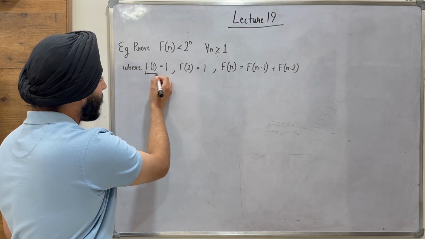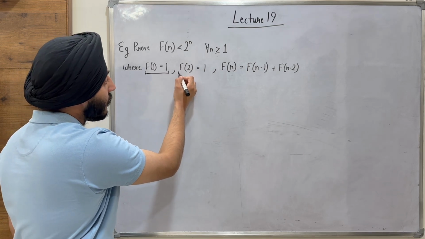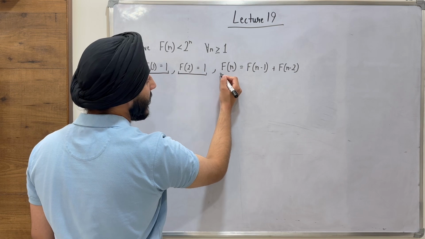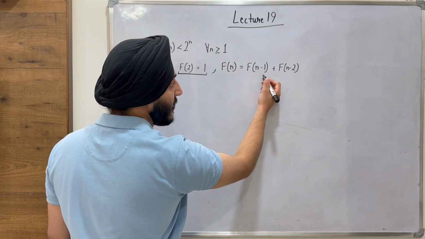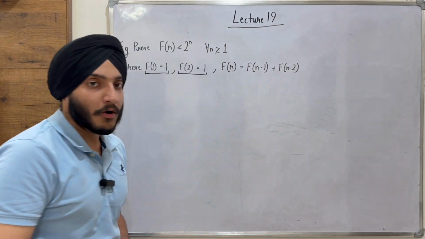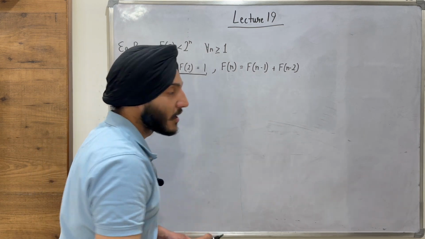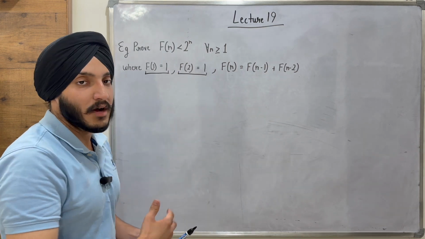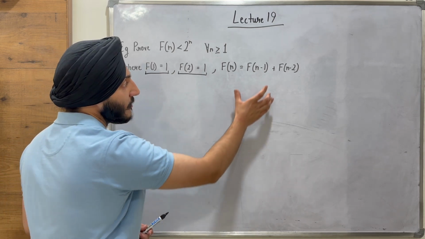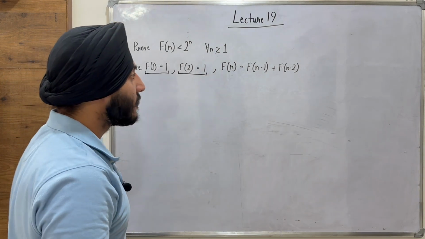We are given f(1), which is when we put the value 1 into the function, it gives 1, and f(2) also results in a 1. And we have f(n) is equal to f(n minus 1) plus f(n minus 2). One important thing to understand is this is actually the Fibonacci sequence. So if you're a computer science student and haven't covered it yet, you will probably cover it throughout your semesters. But this is actually the Fibonacci sequence.